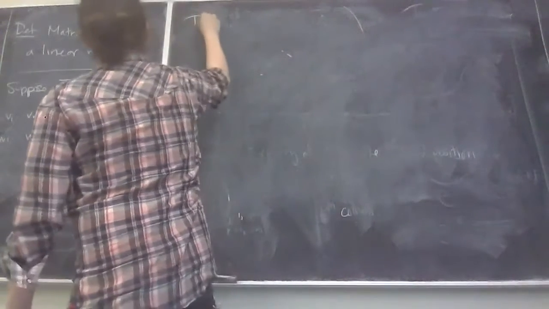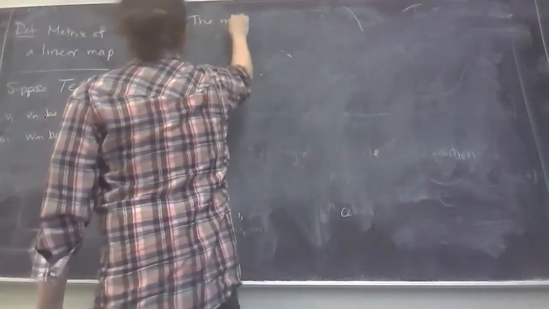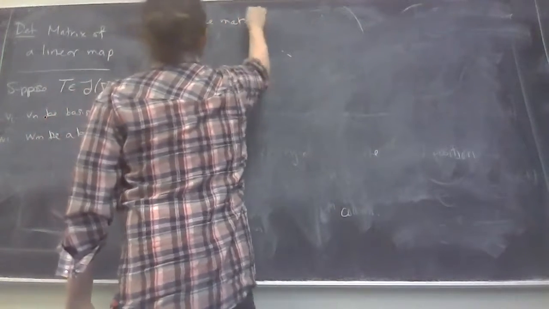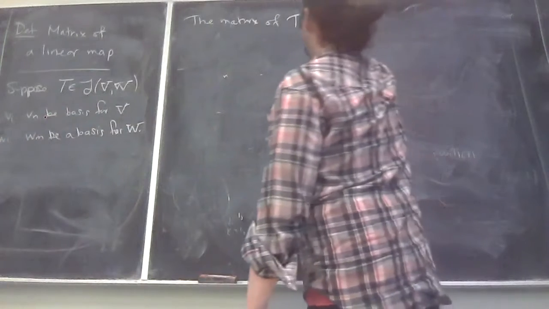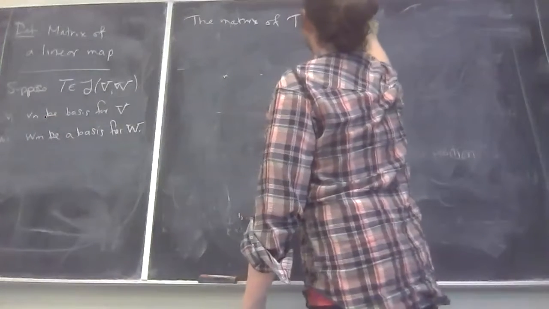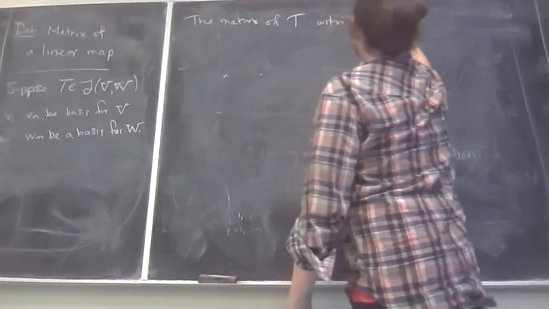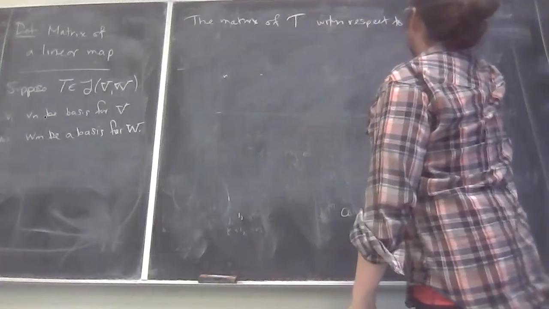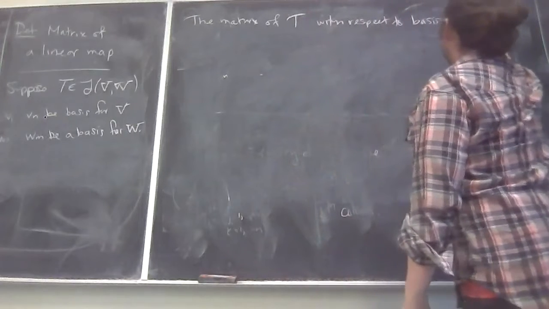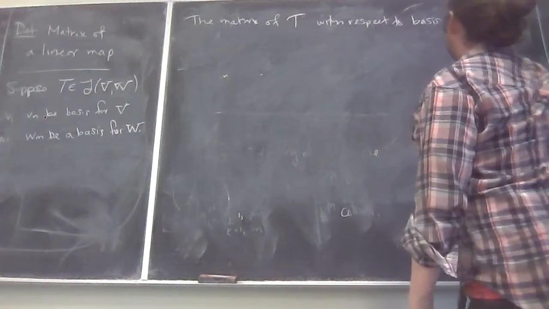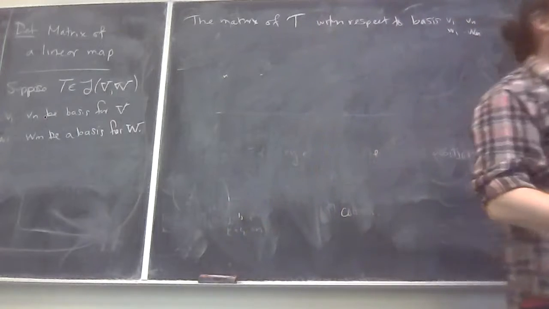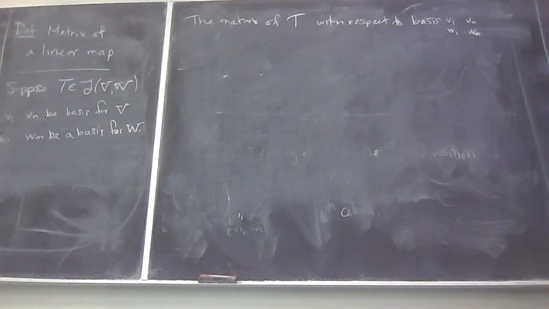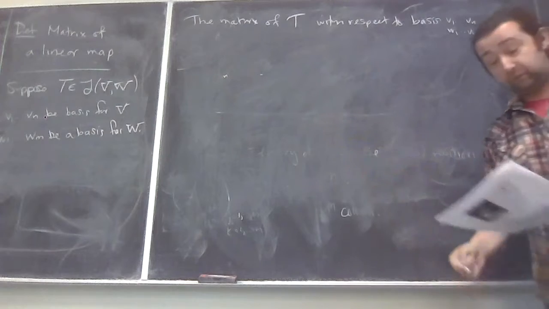So the matrix of T, and I'm going to put a huge caveat in here right now, with respect to the bases V1 to Vn and W1 to Wm. The basis you choose for the vector space has something to say about what the matrix is. You choose a different basis, you're going to get a different matrix.